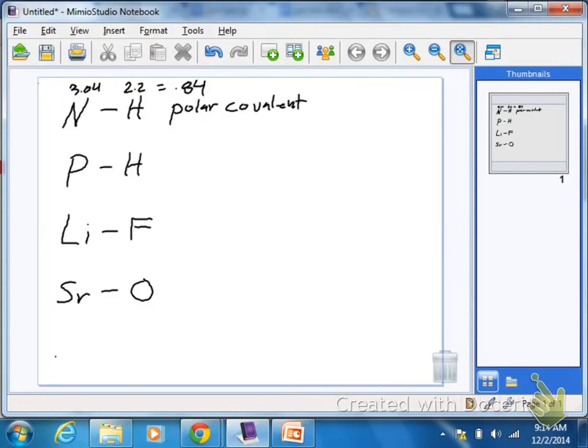All right, P and H. Alec, what'd you get for P and H? Got 0.1. Is it 0.01? Yeah. Okay, so that's considered non-polar covalent. Any questions with those two? Okay.